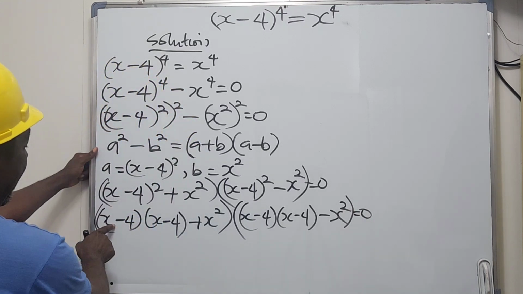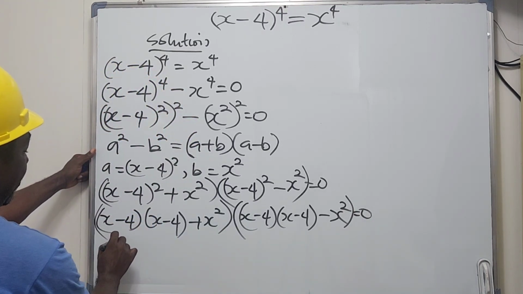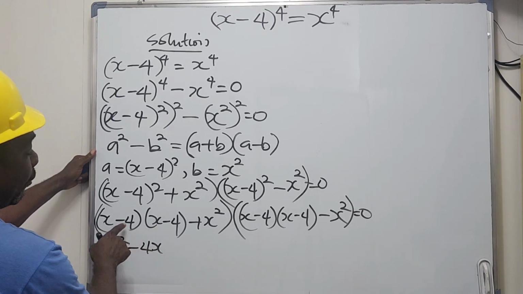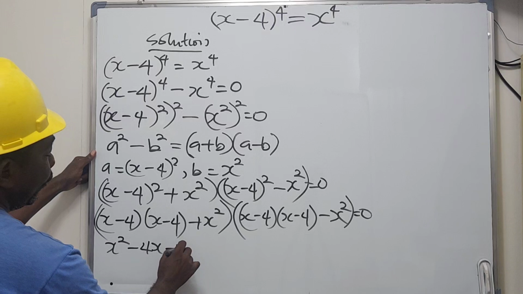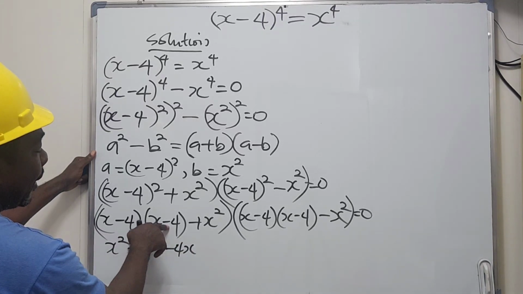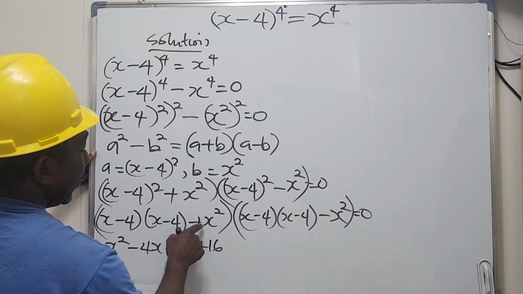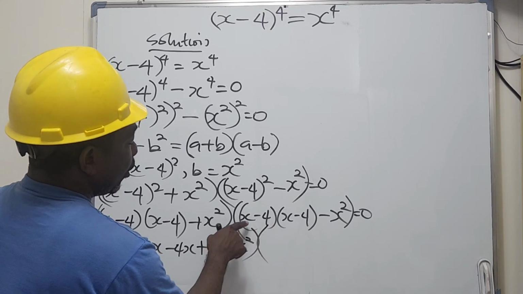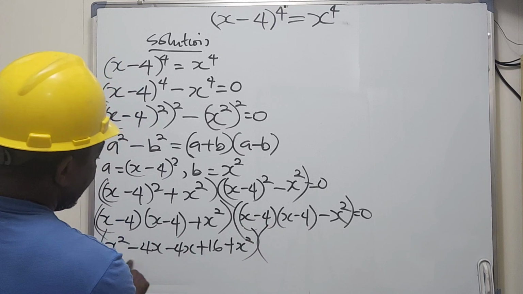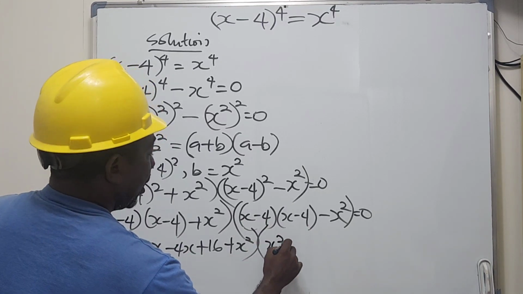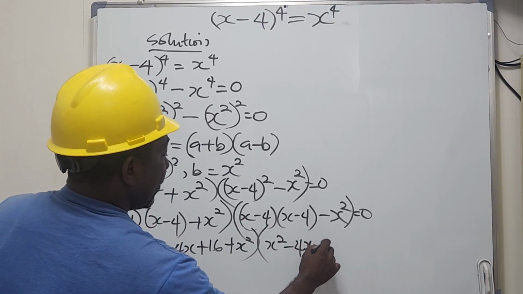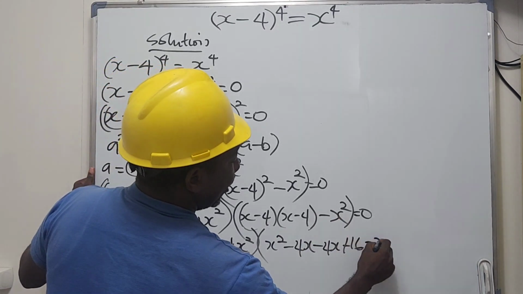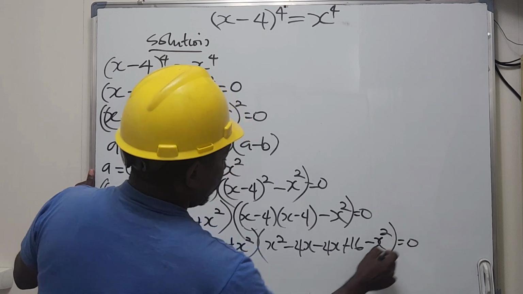So here x times x, we have x^2. Then x times −4, we have −4x. We have −4 times x, we have −4x. Then −4 times −4, we have +16. Then we bring down plus x^2. That is for the first parenthesis. Then the second parenthesis, it is the same thing we have here, x^2 − 4x − 4x + 16. That is for this. Then we bring down minus x^2, all equals to 0.